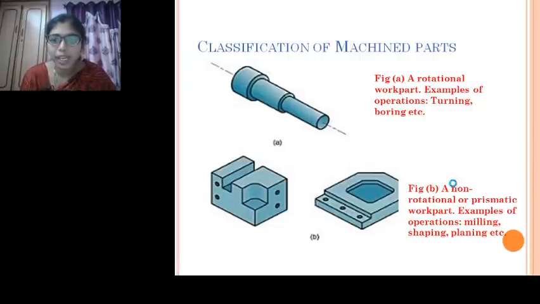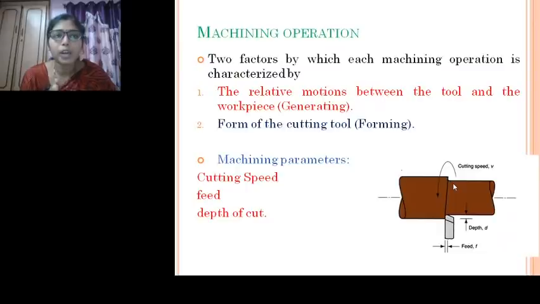Now there are two factors by which we classify these operations. The first type is a generating type, where the relative motion between the tool and the workpiece will determine the shape of the component that is obtained. In the second type, that is a forming type, depending on the shape of the tool that is used, we get the final component, right?